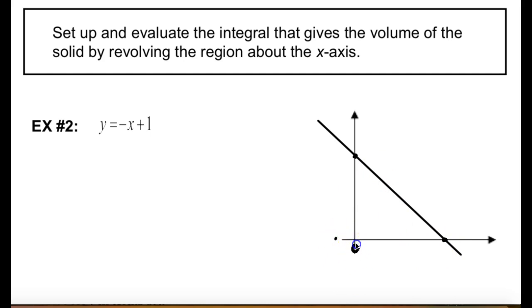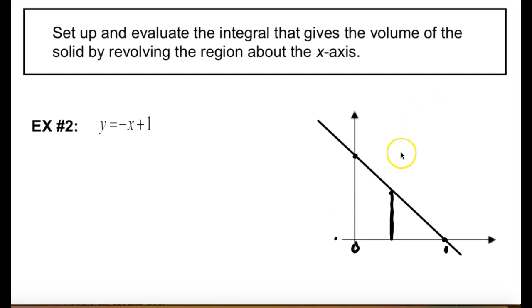So I can see that my bounds are going to be 0 and 1. So everything's in terms of x. We're looking at the x-axis for our bounds, and we want our function in terms of x. Well, it already is, right? It's solved for y. So my radius, if I think about the cross-section, would be this distance. Well, that distance is the function itself, negative x plus 1.